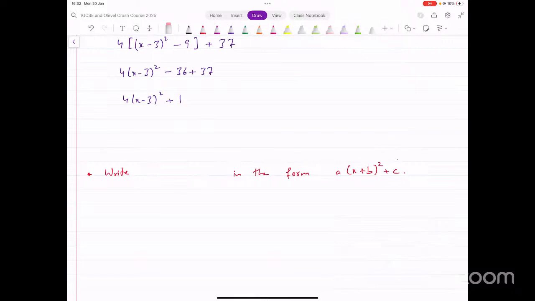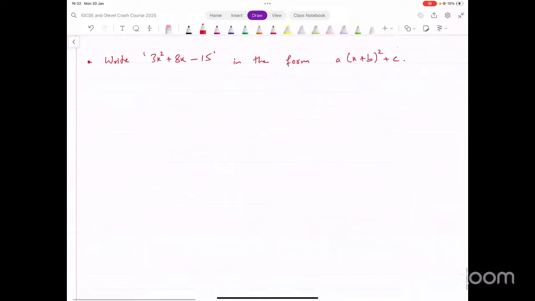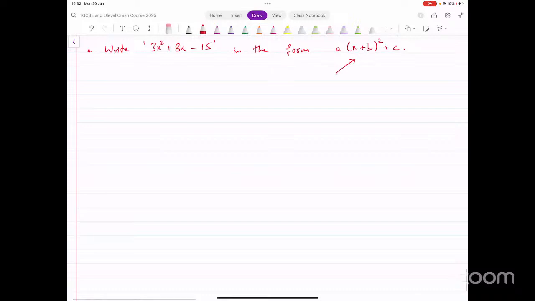Let's say you had something else now, and now let's do something a bit more complicated that involves fractions. So let's say you have 3x squared plus 8x minus 15. Now you've got this function, and again, you want to convert it to a form like this. This is completed square form. Now, how do we start with this? Sometimes this process becomes a bit more complicated.